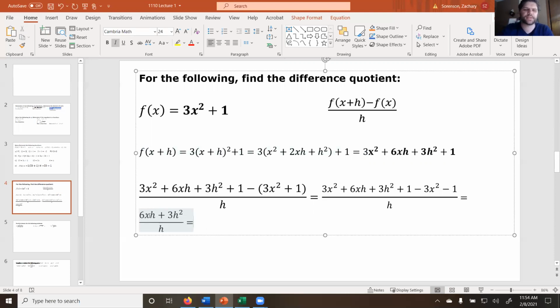So if I divide 6xh by h, I'm just left with 6x, and then 3h squared divided by h gets me what? 3h. So the h doesn't go away. It's just I have two h's, I have h squared, and so this is going to cancel one of them out, giving me a 3h. A lot of stuff happening there. Any questions about the stuff that is happening there?